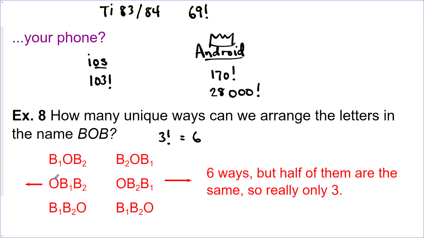So we're going to have to divide. We divide by how many ways there are to arrange the identical letters. So there's 2 B's, so there's 2 ways, or 2 factorial. Now 2 factorial is 2, so either way it's 2. So we divide by 2, and there's only 3 ways. Now this one's really easy. You could see the 3 ways: the O first, the O second, or the O third. But let's try a more difficult question.